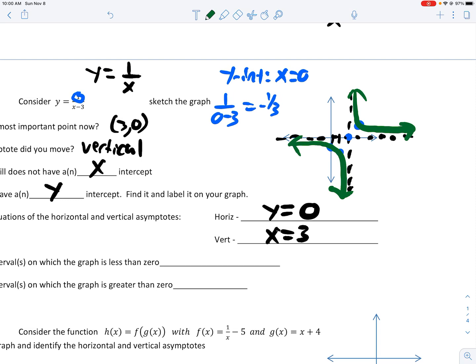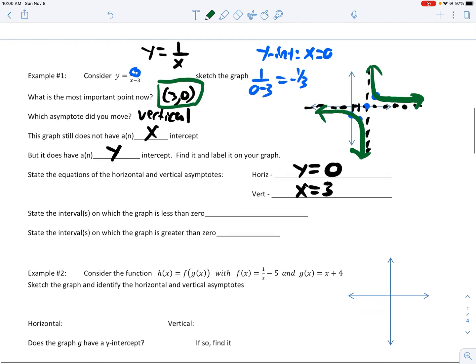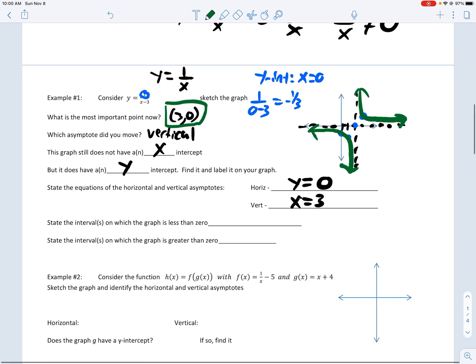Once I have that important point, that's where my asymptotes are going to go through that point every time. So once I get that, I have my asymptotes. I can go back to that key point, go right 1, up 1, back to that key point, left 1, down 1. I will always get those other 2 points as long as that's a 1.